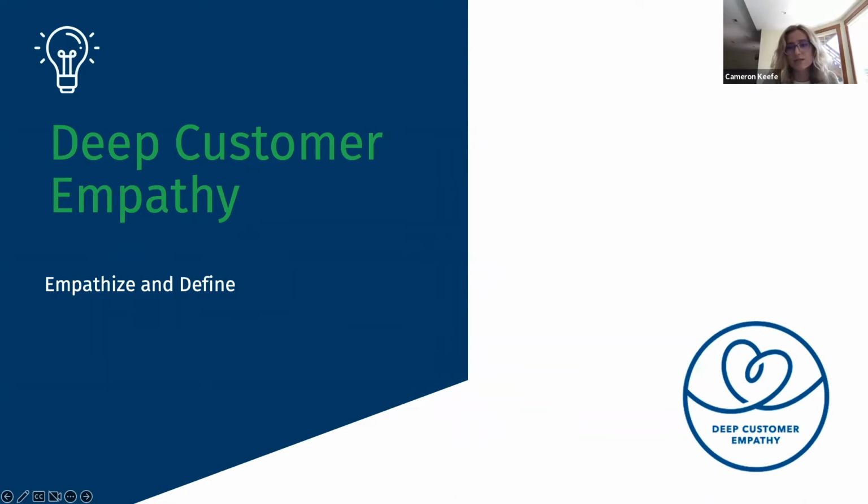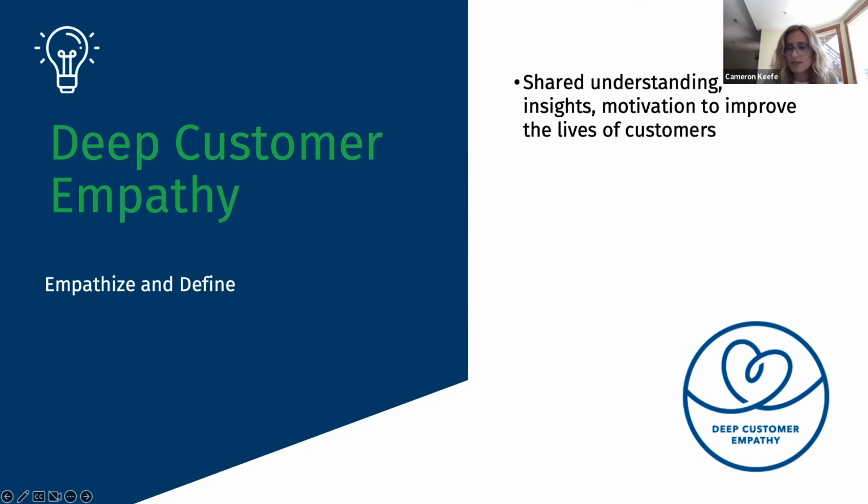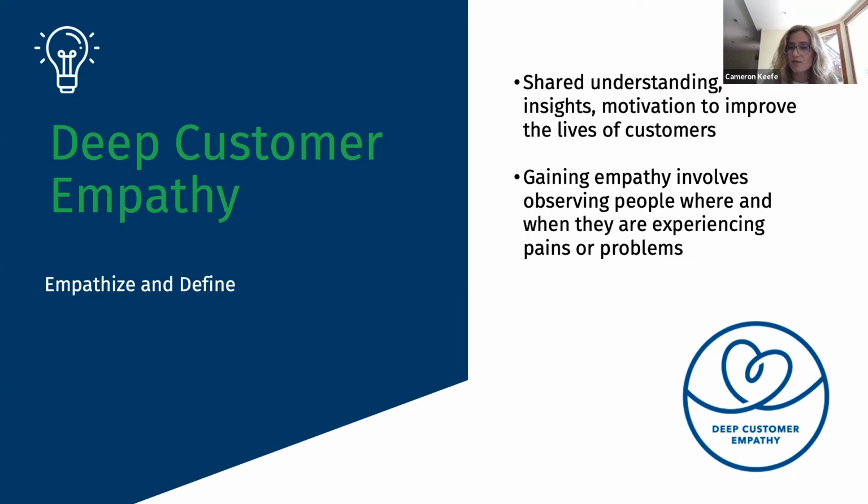The first step is deep customer empathy. Empathy is the ability to emotionally understand what other people are feeling, see things from their point of view, and imagine yourself in their shoes, like walking a mile in someone else's shoes. We want to understand the problem further and how the problem affects them personally, physically, and emotionally. Collecting this information can help change your perspective on how to address the problem, as you need to fall in love with the problem, not the solution, so that you are continuously innovating. Deep customer empathy focuses on a shared understanding, insights, and motivation to help improve the lives of our customers.